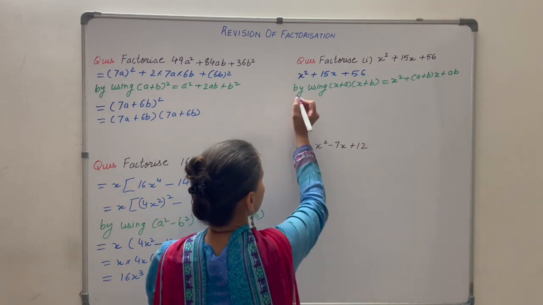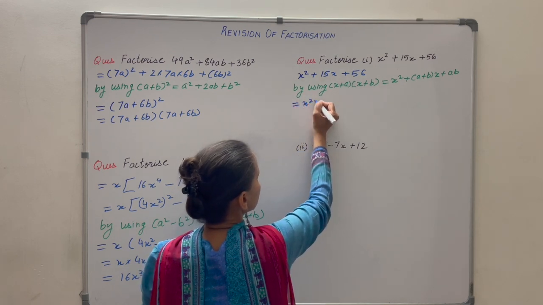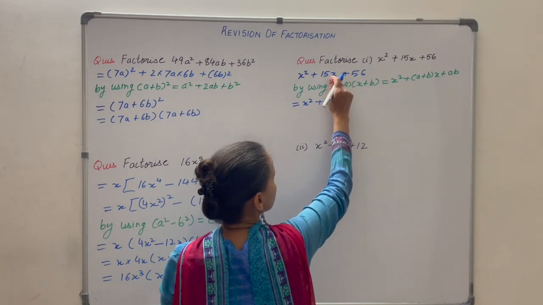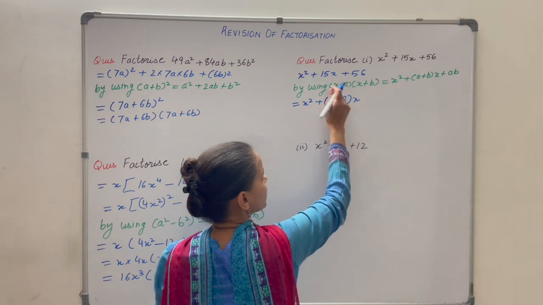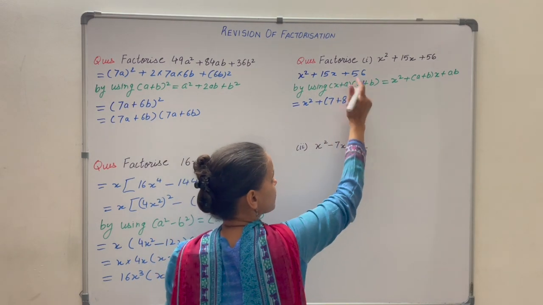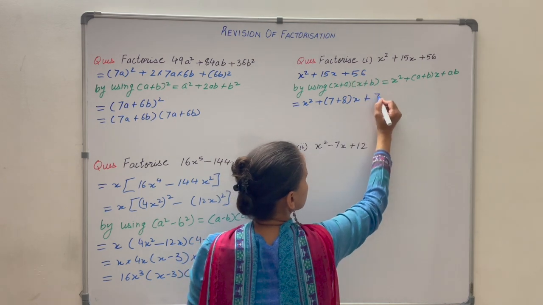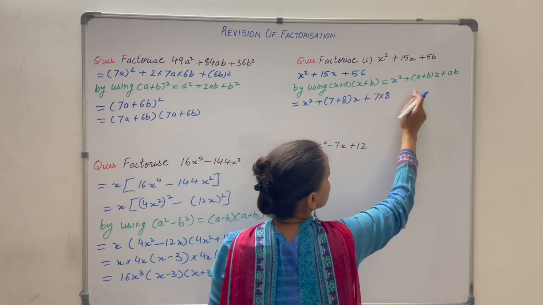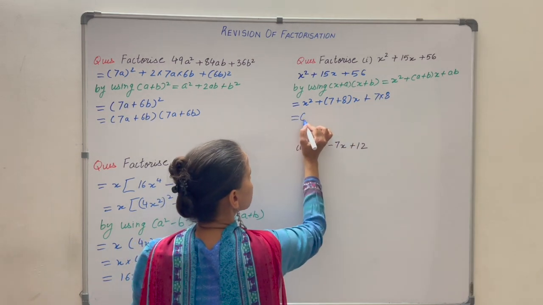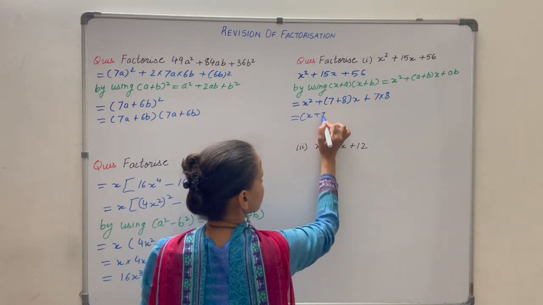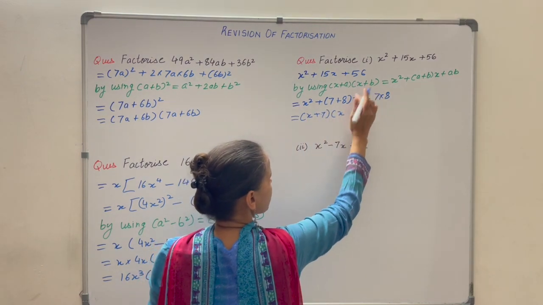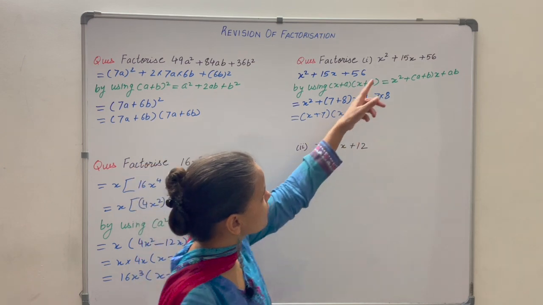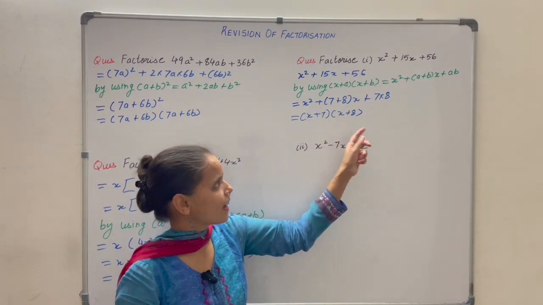So let us write it down in that form. This can be written as x square plus (a plus b, here you got it as 7 plus 8) into x. So 7 plus 8 is 15. We have split 15 as 7 plus 8, plus a into b, that is 7 into 8. So here your a is 7 and b is 8. So this is (x plus a, which is 7) into (x plus b, here it is 8). So the factors for this algebraic expression are x plus 7 and x plus 8.